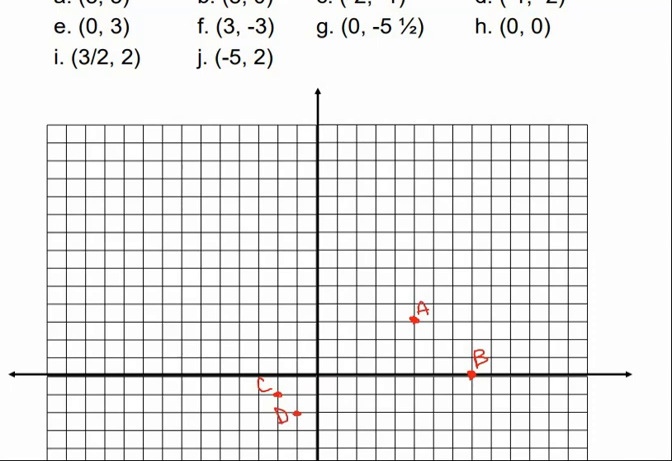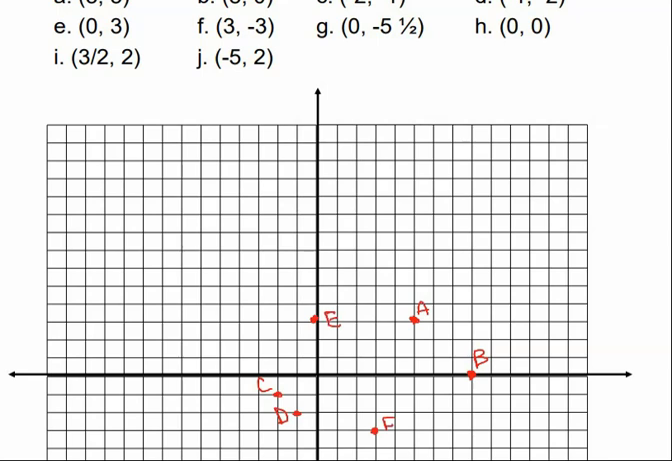All right, the next point is 0, 3. So if we start here at the origin and we go 0 spaces on our x-axis, that means we don't go left or right. And then the y-coordinate is 3, so we just go up 1, 2, 3 on the y-axis. And that is E. All right, F is 3, negative 3. So we're going to go to the right, 1, 2, 3, and then negative 3 would be down, 1, 2, 3. So that's F.